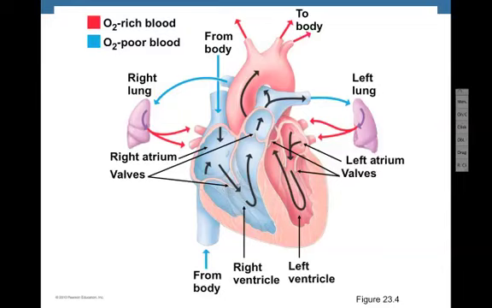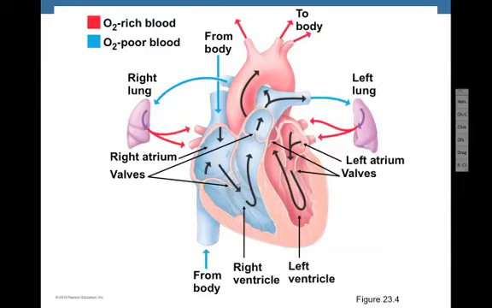Okay, here now we're looking at the heart. And I sort of pointed out this picture before, on page 499. And you can see the oxygen-rich blood and the oxygen-poor blood, and the right side of the heart and the left side of the heart. And I want to point out here, okay, the blood is going into the right atrium. From the right atrium, it goes through a valve that goes into the right ventricle.